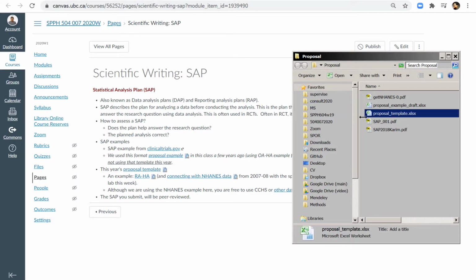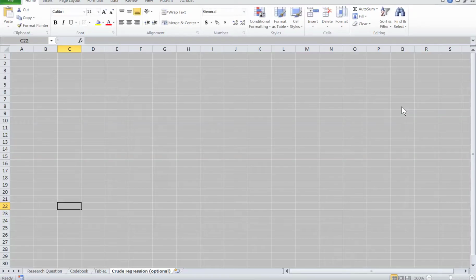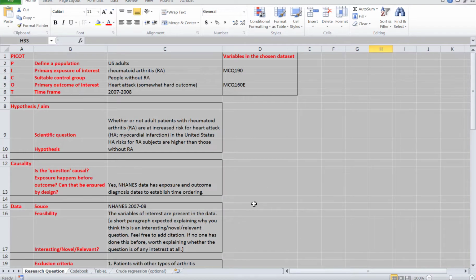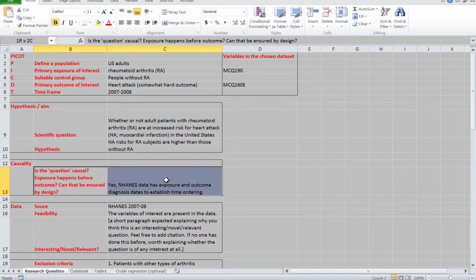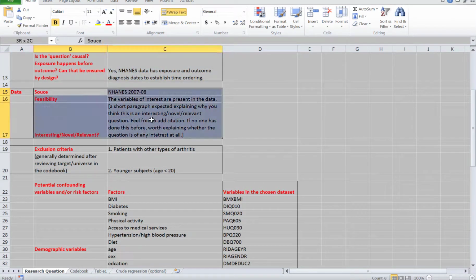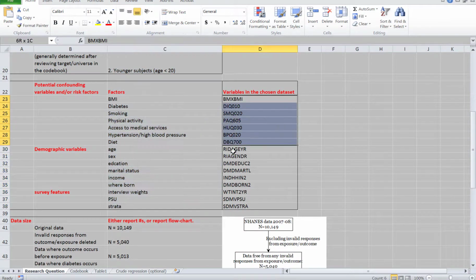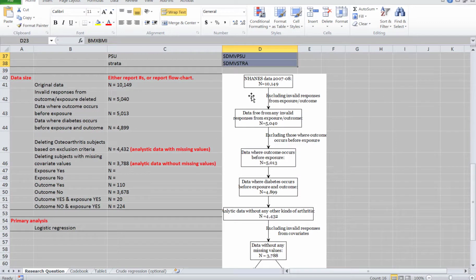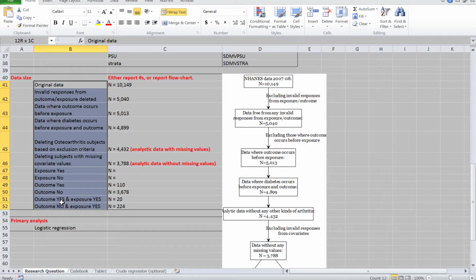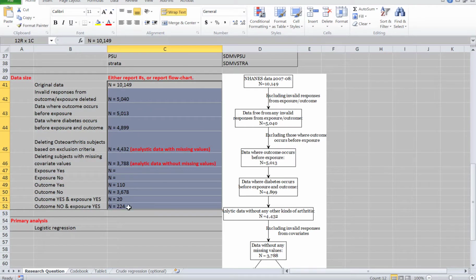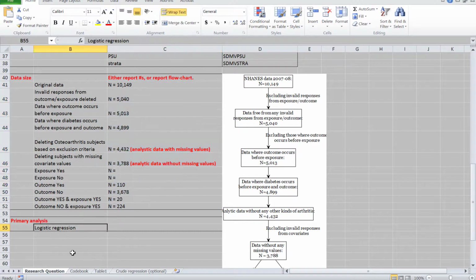So just for your benefit, I think it will be helpful for you to see a template where I have filled out an example. So in here you can see I have filled out the PICOT element, hypothesis, whether this is a causal question, final criteria, exclusion criteria, what are the variables and what are the name of the variable in the data set that I have chosen, what are the exact steps that I'm going to take to create the analytic data set, and what are the exact sample sizes in those data sets, what is the primary analysis.